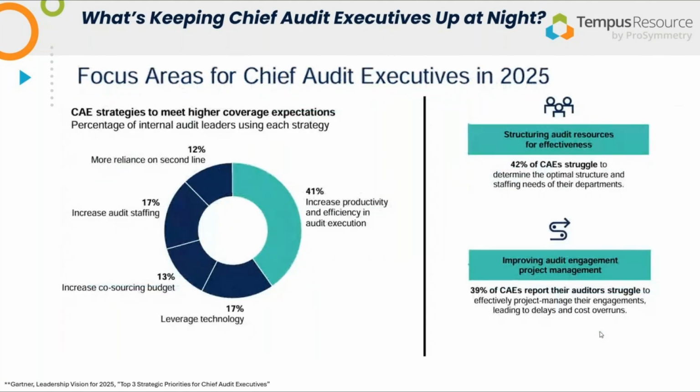And if we drill into that a bit further, there's 2 sub-measures here that I think are really closely tied in with resource management, if not literally tied at the hip. Structuring audit resources for effectiveness. 42% of CAEs struggle to determine the optimal structure and staffing needs of their departments. I mean, that is just straight up resource management.